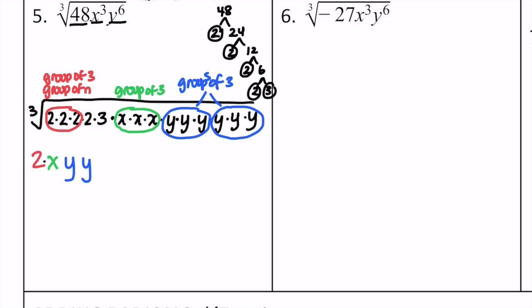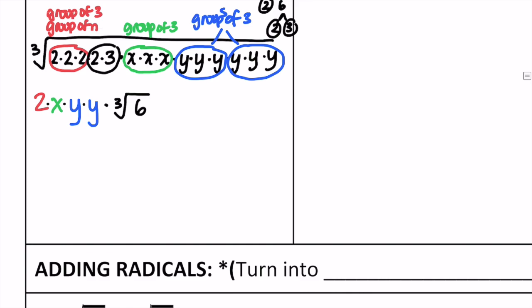So I'm multiplying these together, and then I'm multiplying the cubed root of everything that's left inside that I didn't circle. That's just 2 times 3, which is 6. I didn't need a super long thing. And then I just simplify by multiplying the y's together, consolidating the y's. So I have 2xy squared times the cubed root of 6.